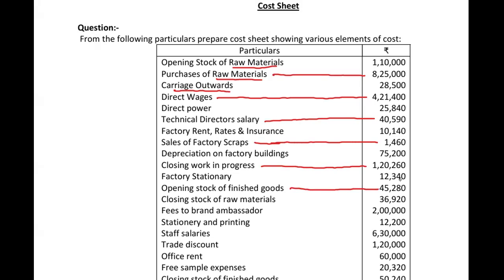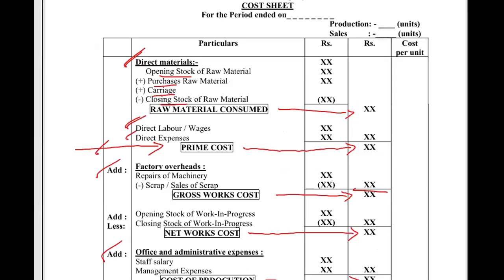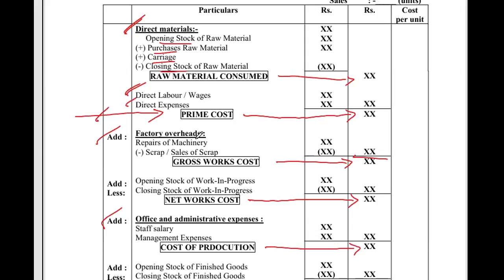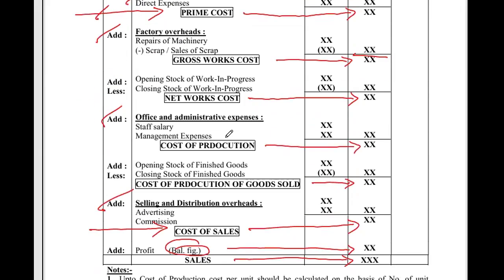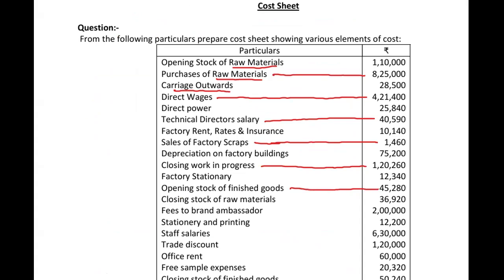We are given the format. Opening stock of finished goods, we have seen that it will come after the cost of production, and the closing stock will be deducted. So here the opening stock of finished goods is given and the closing stock of finished goods is given. Closing stock of raw material is given. It will be coming in the raw material part, the first part of the cost sheet.